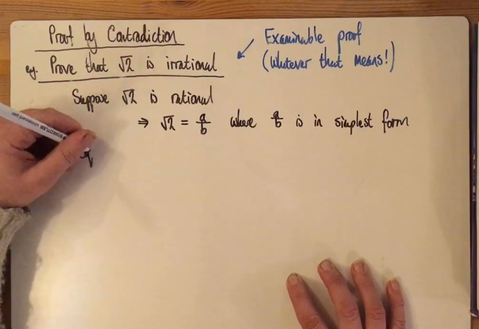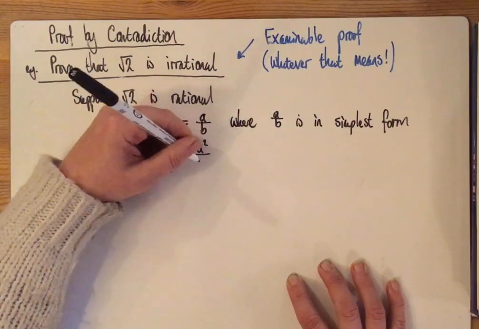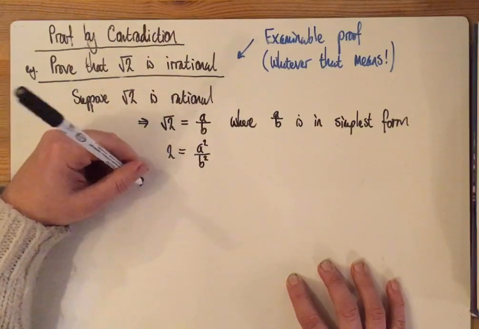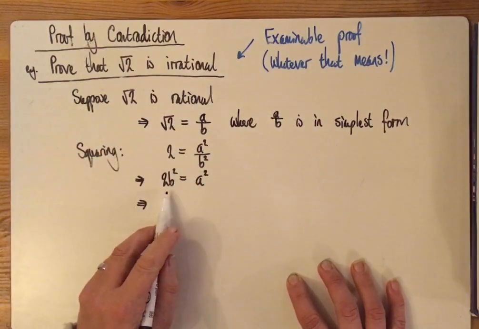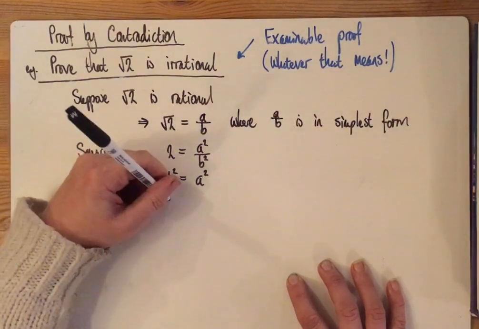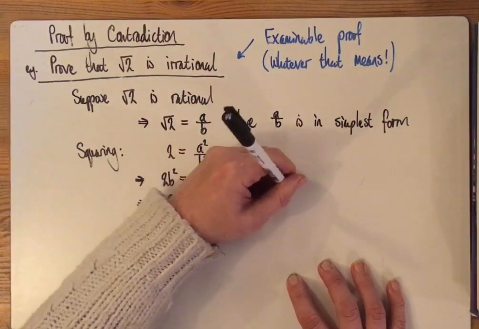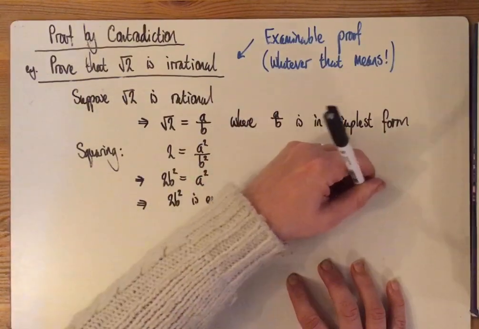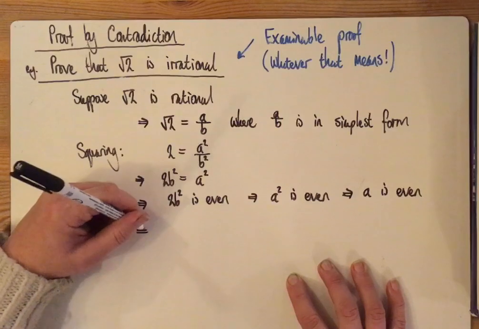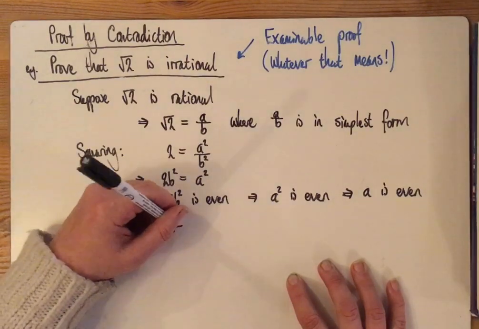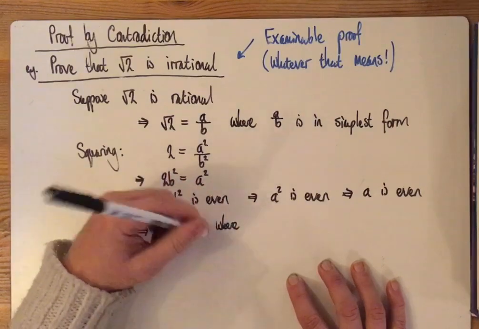Squaring both sides gives that 2 is equal to a squared over b squared. Multiplying by b squared, 2b squared is equal to a squared. 2b squared is a multiple of 2, and so 2b squared is even. Therefore, a squared is even, and so a is even. So even squared gives you even, and vice versa. If a is even, then a equals 2n for some n where n is an integer. So it must be a multiple of 2.